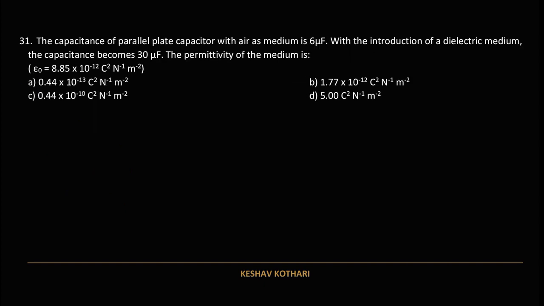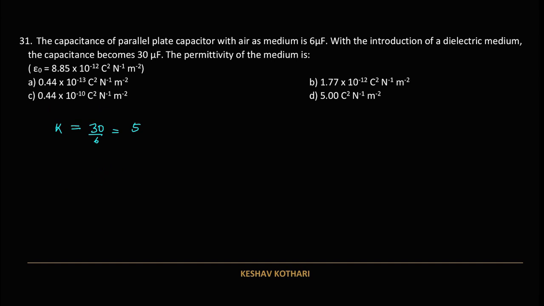The capacitance of a parallel plate capacitor with air as medium is 6 microfarad. With the introduction of a dielectric medium, the capacitance becomes 30 microfarad. The permittivity of the medium is. So for this particular problem, the first thing that we do is we calculate the dielectric constant. So dielectric constant is equal to 30 by 6, that is equal to 5.